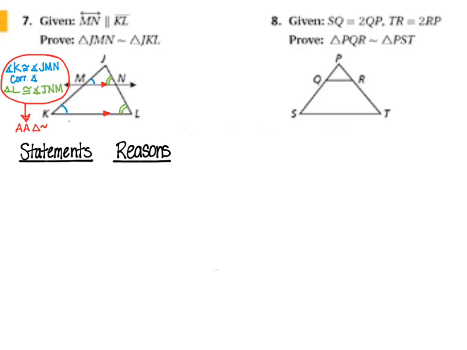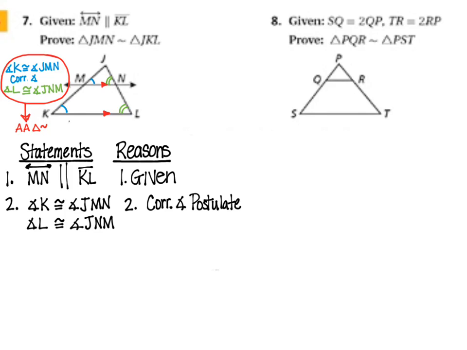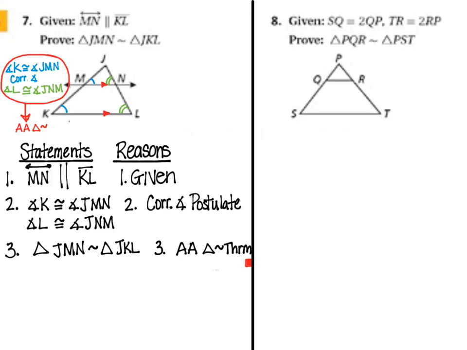So here's statements and reasons. The given information that I just talked about, the fact that those angles are congruent because of corresponding angles postulate, and then the triangles are similar because of angle-angle triangle similarity theorem. And that's the end of the proof. Now let's look at number 8. Again, I'm going to look at that given information, and I can't mark it very easily, but I do know that SQ is the same as twice QP.